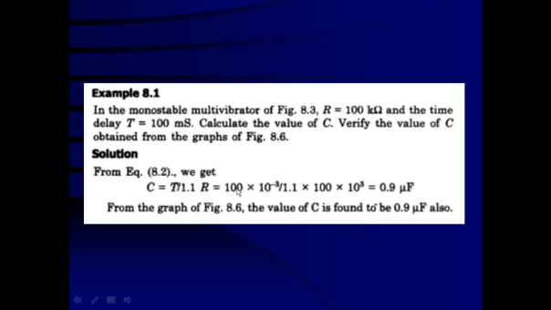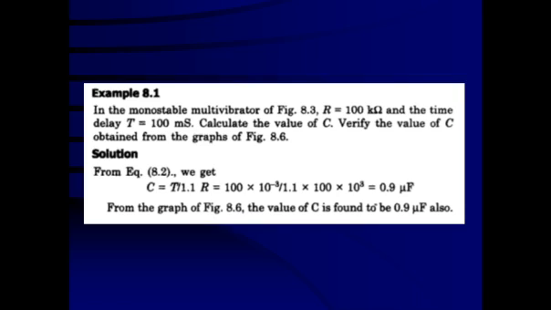We can substitute. T is required to be 100 millisecond. 100 millisecond means 100 into 10 raised to minus 3 second, divided by 1.1 into resistance. Resistance is 100K. So 100 into 10 raised to minus 3. This 10 raised to minus 3 will come into the numerator, so it becomes 10 raised to minus 6. That is microfarad. This 100 and this 100 will cancel out. That means 1 upon 1.1, and that is approximately 0.9 microfarad, the value of the capacitor required. From the graph of figure 8.6, the value of C is found to be 0.9 microfarad also.